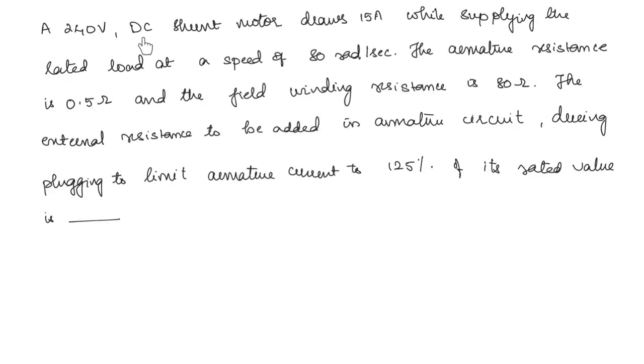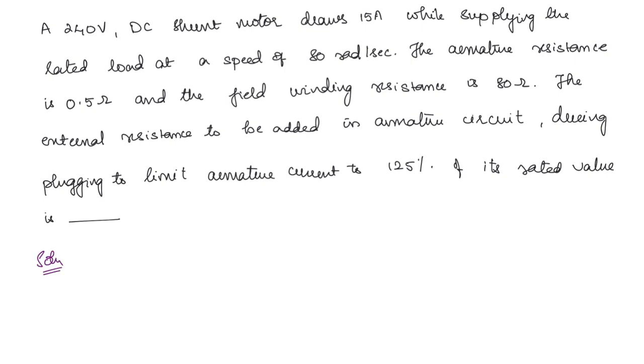A 240 volt DC shunt motor draws 15 amperes while supplying the rated load at a speed of 80 radian per second. The armature resistance is 0.5 ohm and the field winding resistance is 80 ohms. The external resistance to be added in the armature circuit during plugging to limit the armature current to 125% of its rated value is. Okay, so this is a braking question, right?